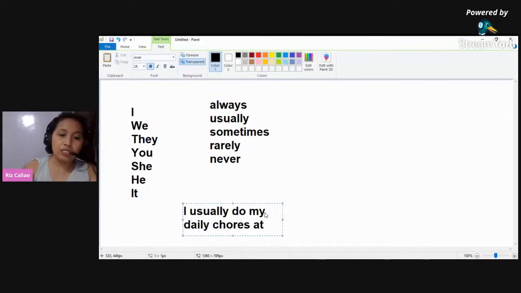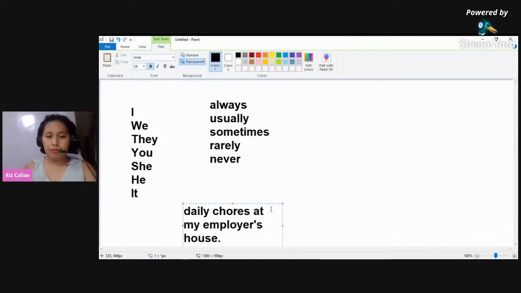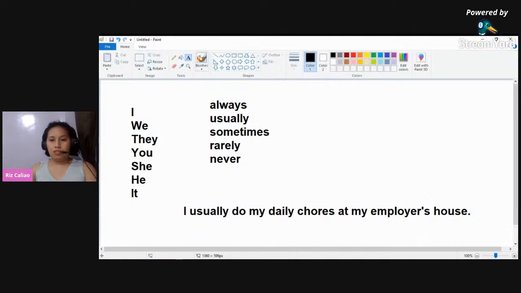Okay, so instead of in the house, we can use at. So at home, because she said here at the house of my employer. Okay, I usually do my daily chores. You can say who's the owner. Okay, I usually do my daily chores at my employer's. Okay, employer's house. So this is how you do this. So if you notice, guys, there is an apostrophe S. The apostrophe S means who's the owner. So here, the owner is the employer. Who's the owner of the house? For example, I will make a sentence, Miss Nelly.